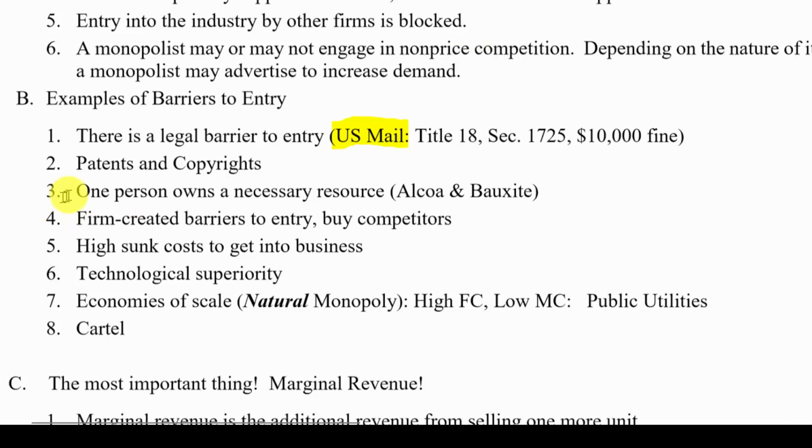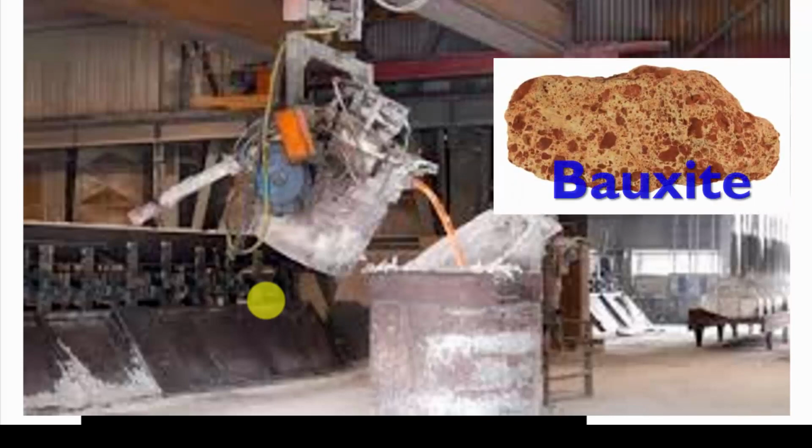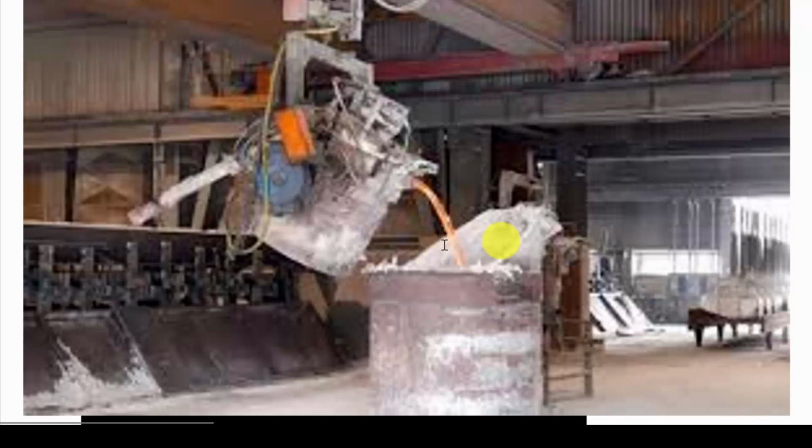Now, another example is there might be a case where somebody's a monopolist because there's one person or one company that owns a resource that you need in order to make a certain thing. As an example, a big company called the Aluminum Company of America, or Alcoa for short, at one point, no longer, but at one point in United States history, they owned all the known resources where you could get aluminum ore, and this aluminum ore is called bauxite. And so this is a picture inside an aluminum making plant where they have the molten aluminum being poured down here. So this is a good way that you could become a monopolist.